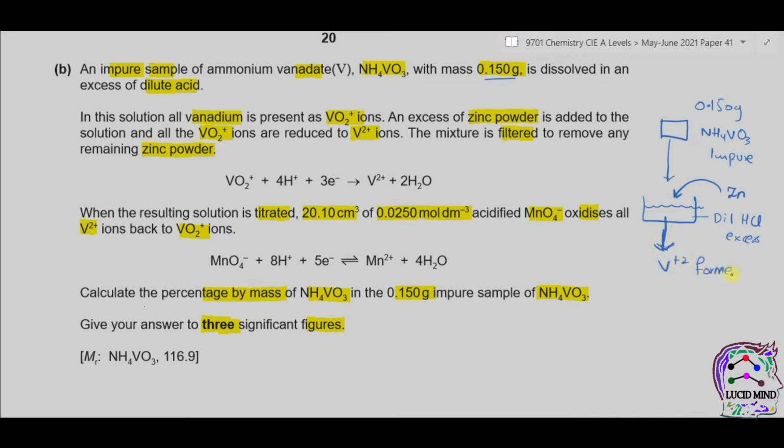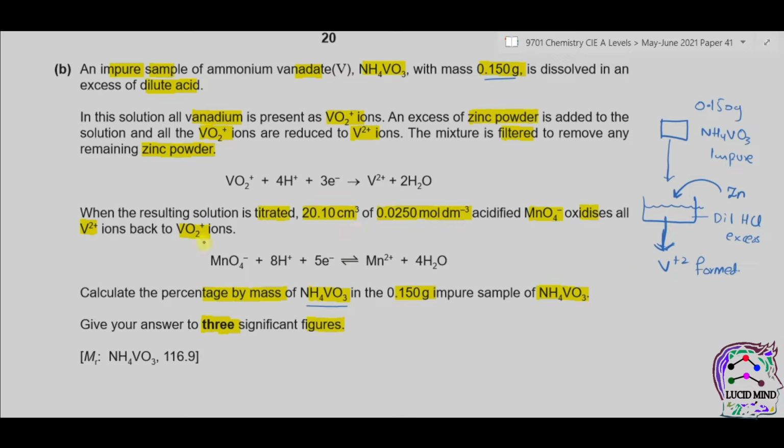We have to find the percentage by mass of ammonium vanadate in this impure sample. Now this V2+ is then titrated with acidified manganate and it gets converted back into VO2+. So first we can find the number of moles of this acidified MnO4- from this given value. Then we can find V2+, then back to VO2+ and then back to VO3- and then to ammonium vanadate. So we can do it one step at a time.